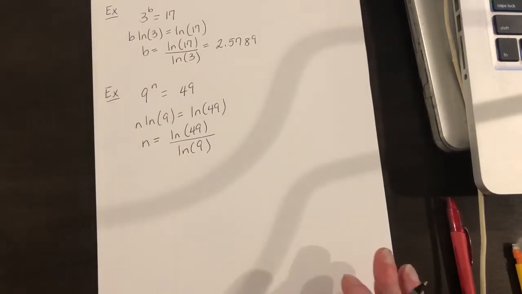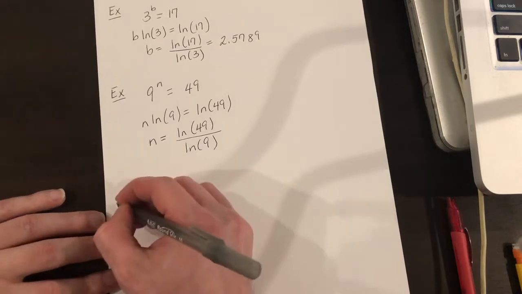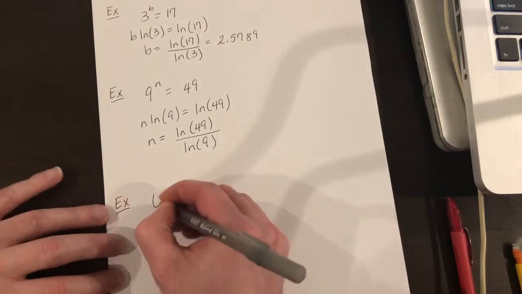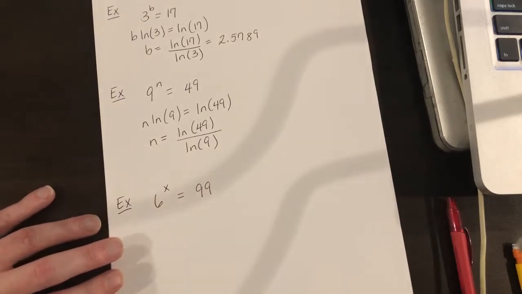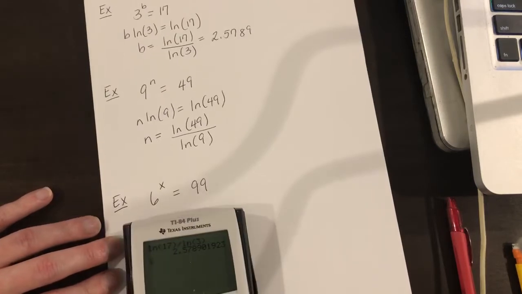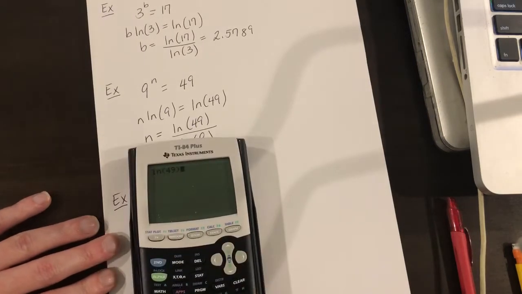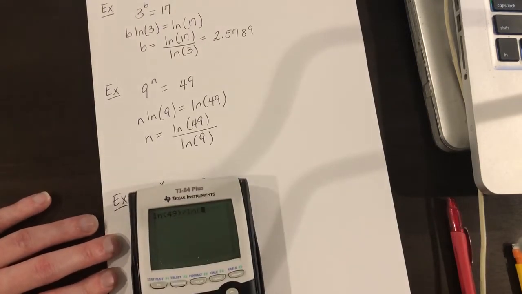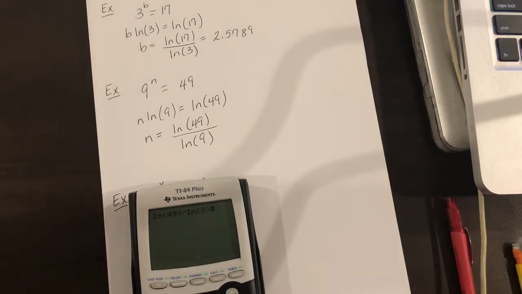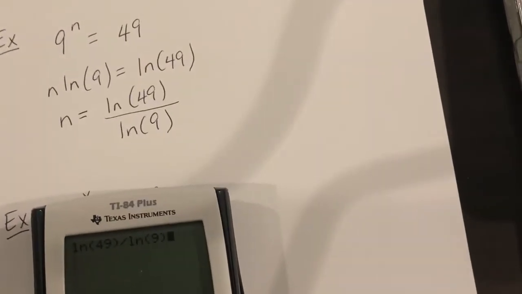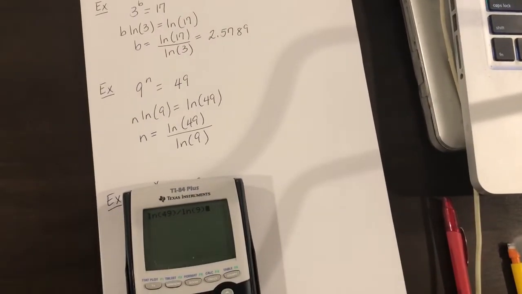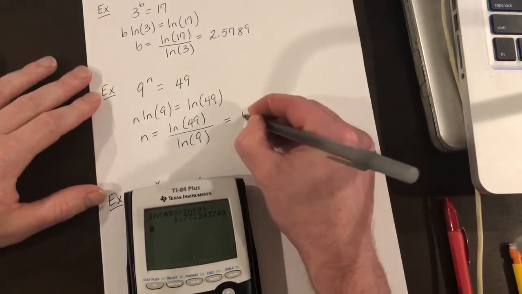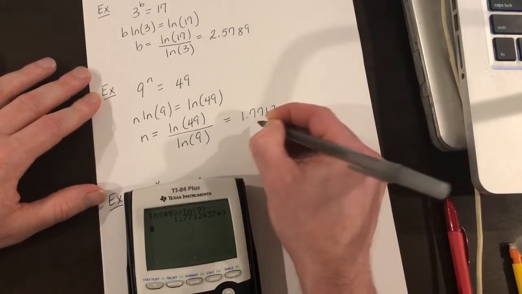And let's do one more example like this. Let's do 6 to the x power is equal to 99. Well, let's put that in the calculator. Let's get our answer in the calculator. Natural log of 49 over natural log of 9. Now look how, let's see if we can zoom in just a little bit. So you see how I put that in the calculator? Make sure you put it in there using parentheses correctly. So you get 1.7712.